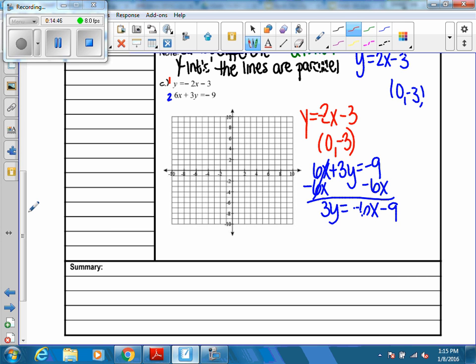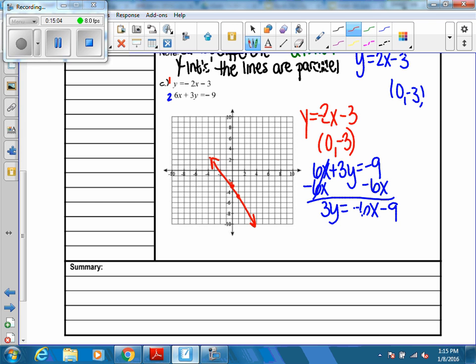So my first point is down here, 0, negative 3. And I'm going to go down 2 and over 1. So this is the actual line I should have. Pay attention to the sign because clearly my line is completely different.